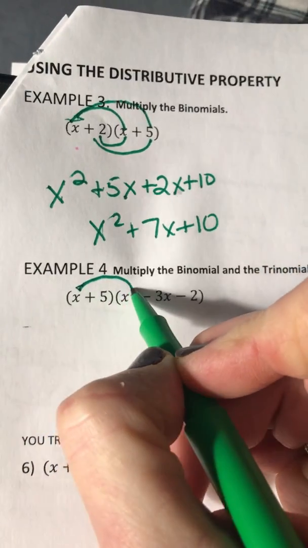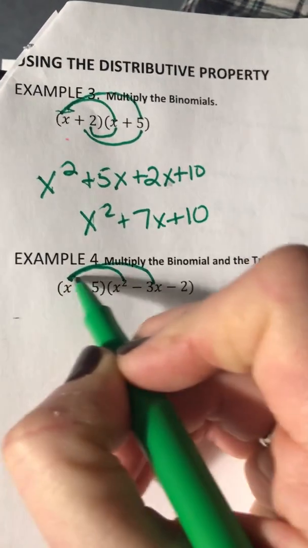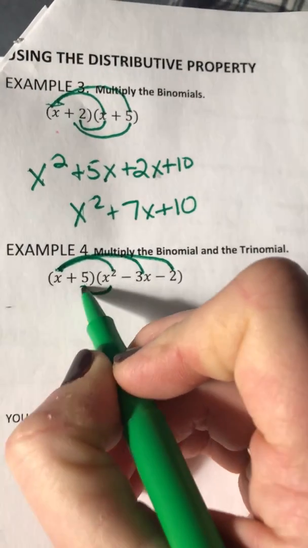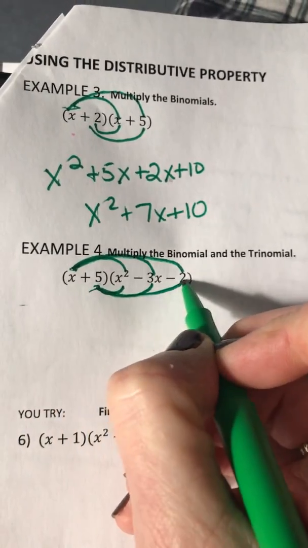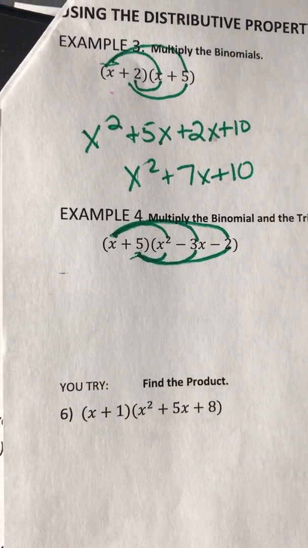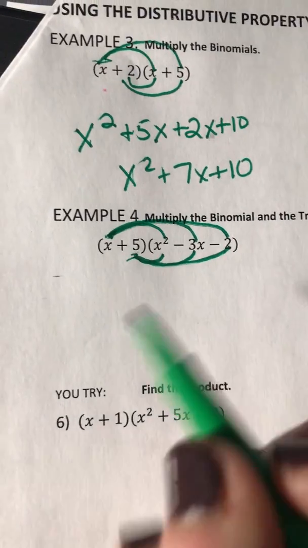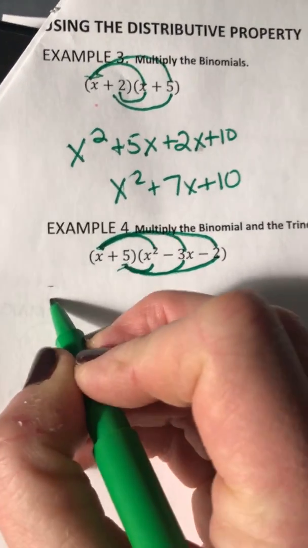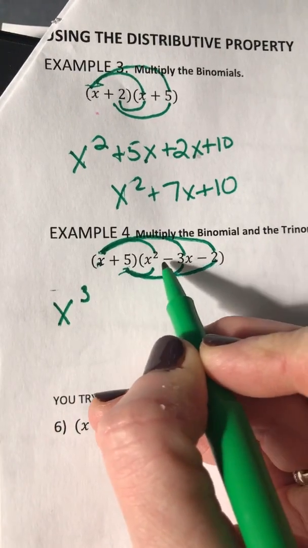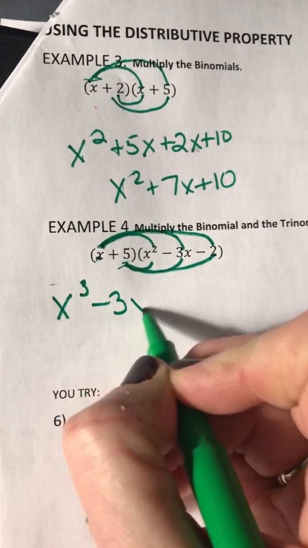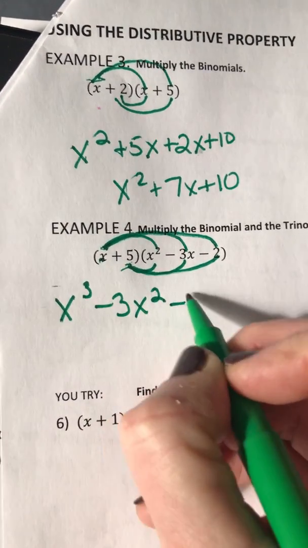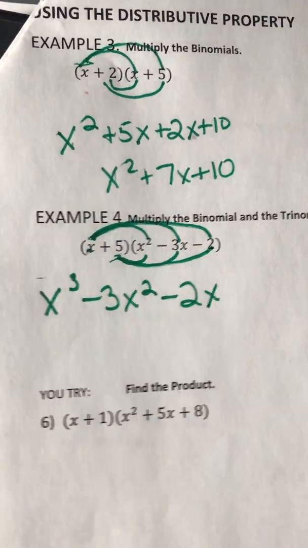So here, in order to make sure everything is getting multiplied, we do use the distributive property. So we have x, and we're going to multiply that x times everything on the inside, and then a 5 times that trinomial. So it's going to be really long, and it's going to take a little bit of time to simplify, but this is our process. So we do x times x squared, and we get x to the 3rd power. We do x times negative 3x, and we get minus 3x squared. We do x times negative 2, and we get minus 2x.